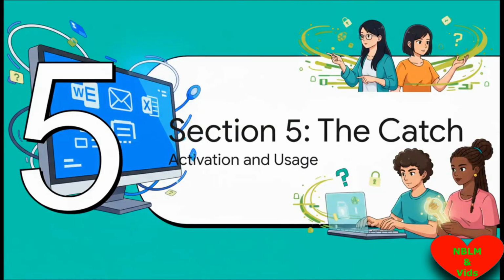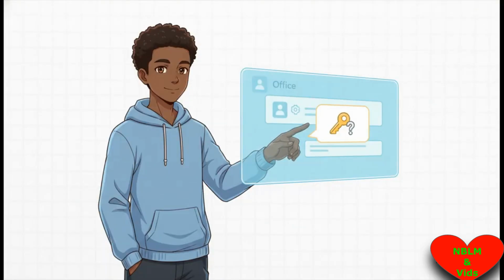So, you did it. Office is installed, you can open Word, everything seems to work perfectly, but, and this is a really important but, we need to talk about the catch. You need to understand exactly what you've just done. So if you open up an app like Word and you go to File and then Account, you'll probably see a message that says Activation Required. Don't panic, this is actually supposed to happen.